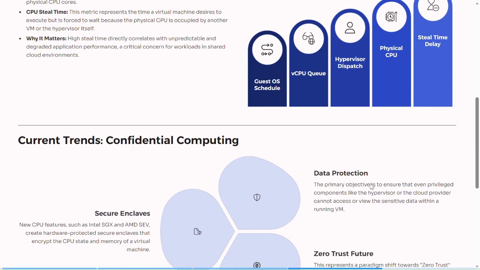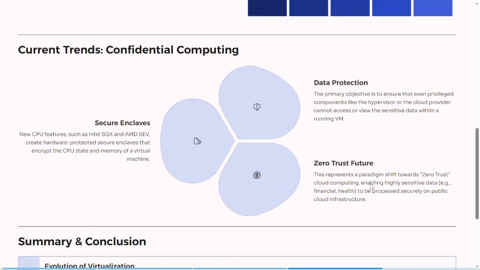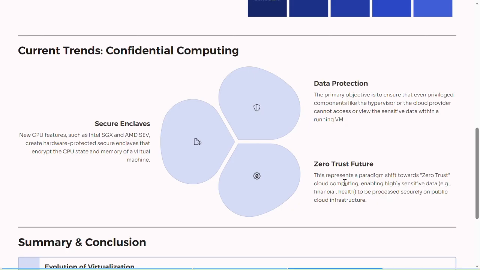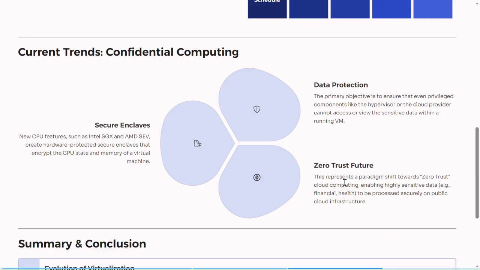After that, there are some current trends related to confidential computing, which includes secure enclaves, data protection, and the zero trust future. First of all, I will discuss secure enclaves. In confidential computing, the people who own the cloud servers could technically see your data if they wanted to. But the new CPUs from Intel and AMD have these secure enclaves.